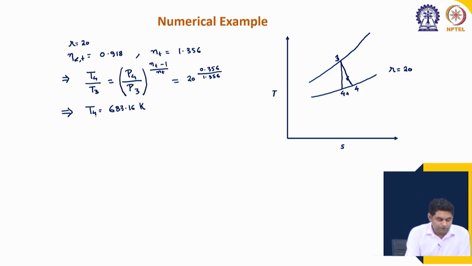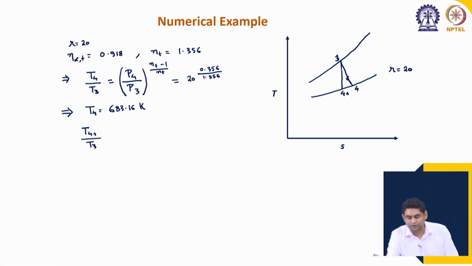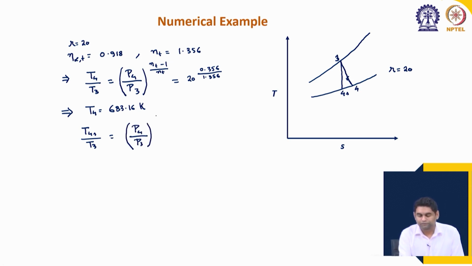And we can also find the value of T4s. How will we find the value of T4s? T4s by T3, for this ideal process, is equal to P4 by P3 to the power gamma minus 1 by gamma. This will give us a value of T4s, which is equal to 637.36 Kelvin.